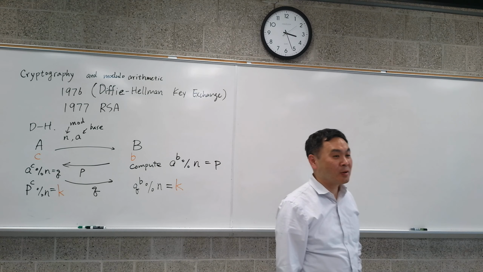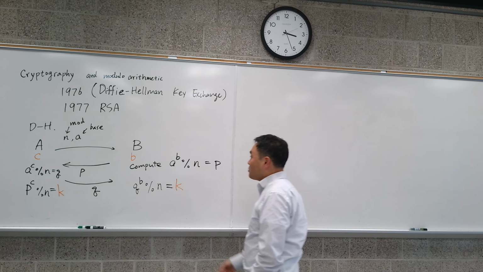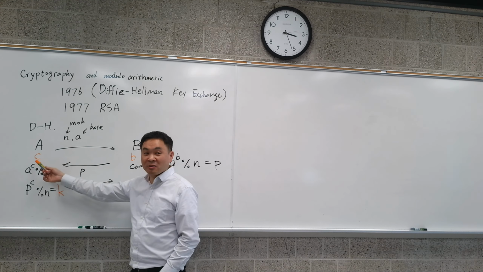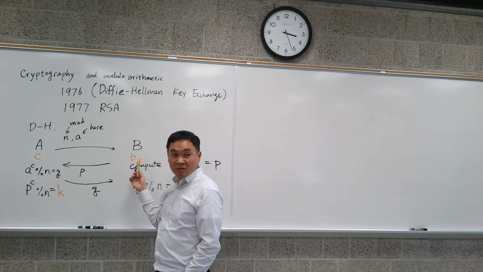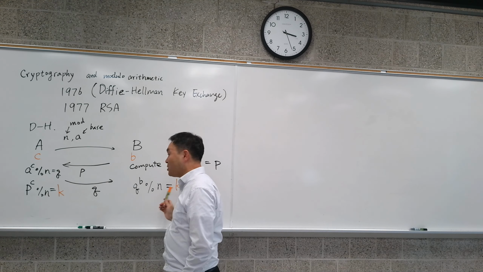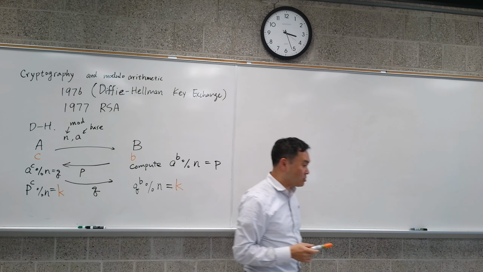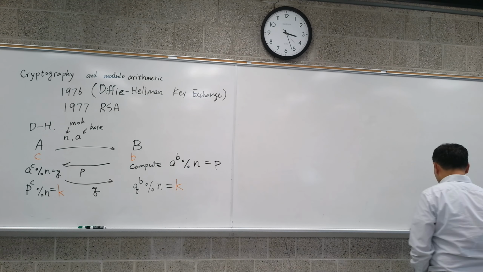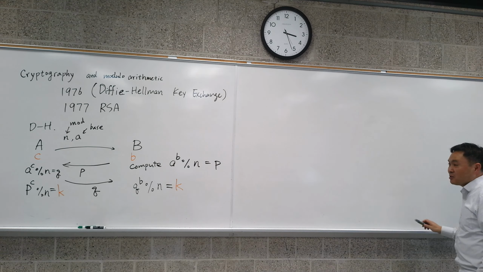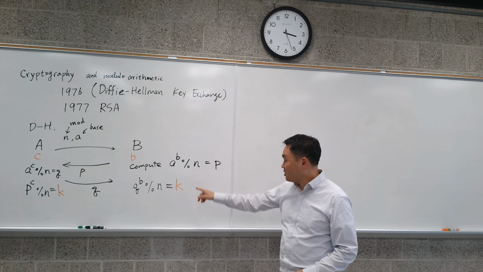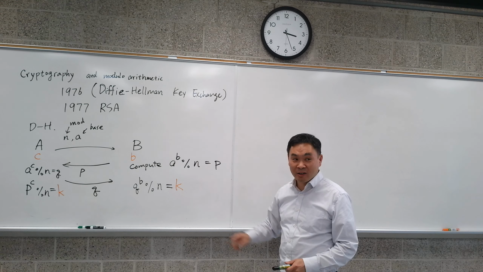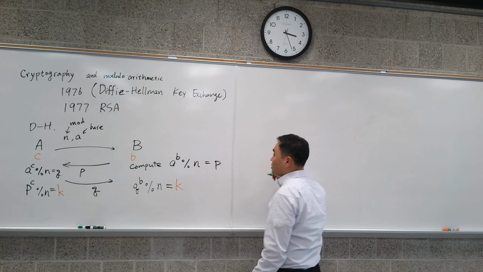Now, after the key exchange, Bob still doesn't know what C was. Okay. Alice still doesn't know what B is. But they would have a common K to use as encryption. Okay. Now let's see why this is true and why it's hard to figure out the hidden numbers C, B, and K. Okay?